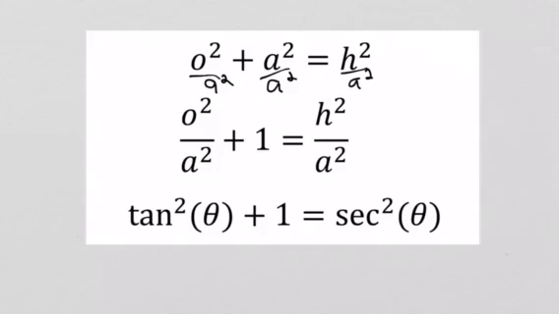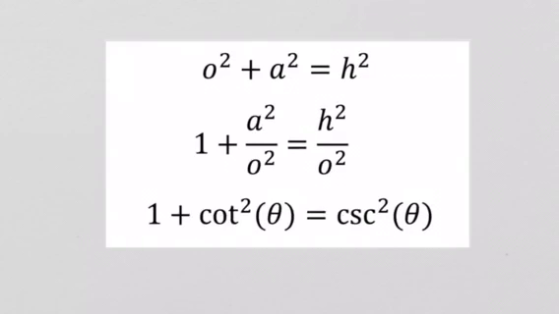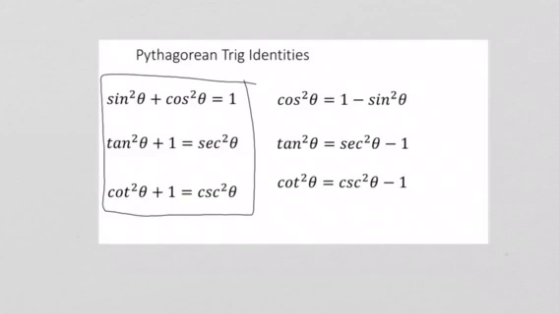So now let's divide everything by O squared. Okay, O squared over O squared is 1, and then we have A over O, and we have h over O. A over O is just the reciprocal of tangent, that's cotangent. And then h over O is the reciprocal of sine, so it's cosecant. So we have 1 plus cotangent squared equals cosecant squared. Here's all 3 of them side by side.